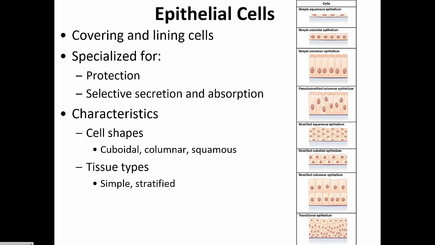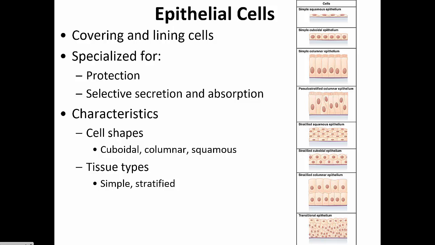And so as we look at this diagram from our text on the right-hand side of our slide, what we notice is that we have three different cell shapes that may be found in epithelial tissue: cuboidal, columnar, and squamous. Those cells may be arranged into these different arrangements on the right-hand side of the slide. Principally, they may be simple, in which case we have just a single layer of cells, or they may be stratified, in which case we have multiple layers of cells.